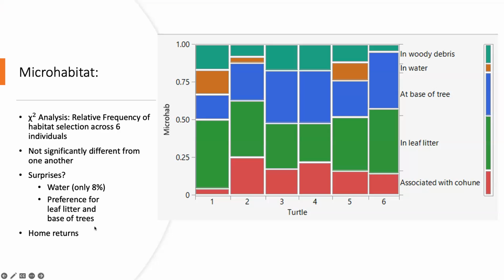I didn't test this in a statistical manner, but some of them had little houses that they went back to. There were a couple of individuals that had the same, really difficult to get to little piles of sticks that they kept going back to, which was kind of cool. So I like to say they have little houses.